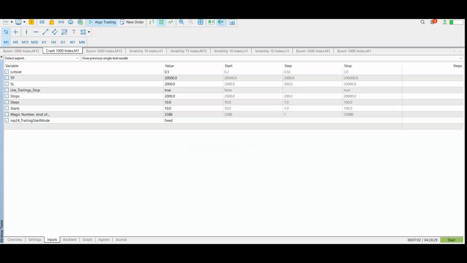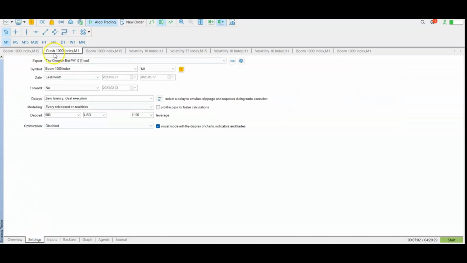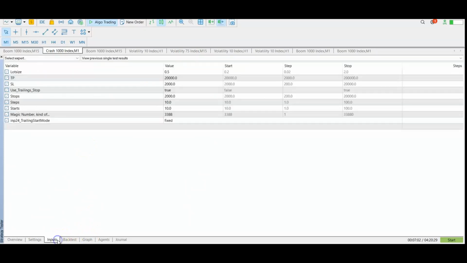Welcome, guys. So as per request, you all requested me to do a review on a cheetah bot, which actually works on MT5. So I pulled some strings in order to get this robot, and then I finally got it. As you can see, guys, it's plain simple: take profit, stop loss, and trailing stop.